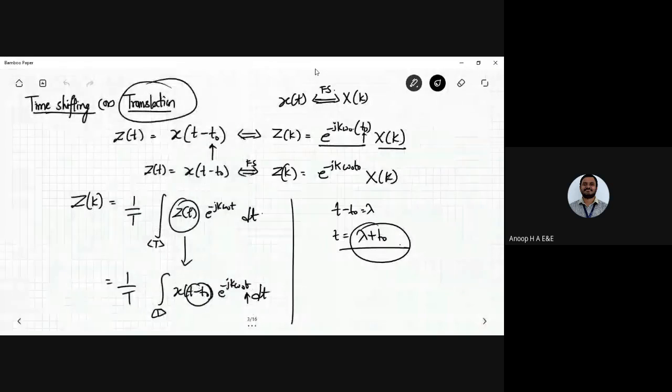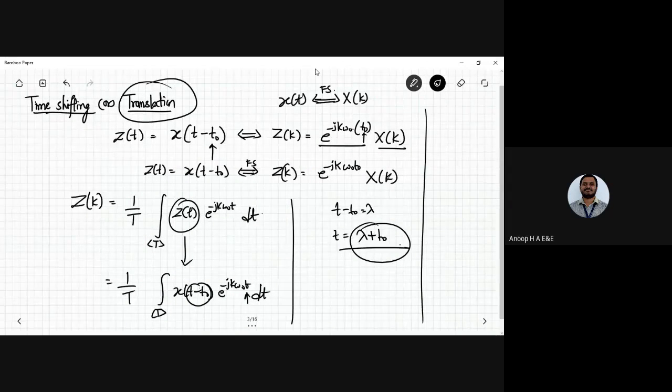I've already sent the recorded video of how we got this; I'm just going through it. The next one is the time shifting, or time translation, property. I have x of t under the Fourier series. Let x of t, when I take the Fourier series, give x of k.